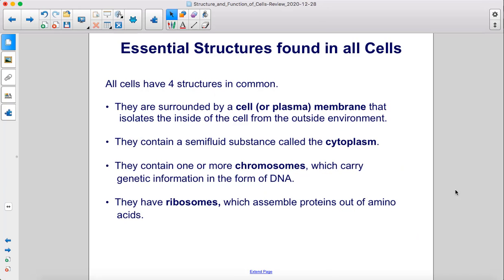All cells have four structures in common. They are surrounded by a cell or plasma membrane that isolates the inside of the cell from the outside environment. They contain a semi-fluid substance called the cytoplasm. They contain one or more chromosomes, which carry genetic information in the form of DNA. And they have ribosomes, which assemble proteins out of amino acids.